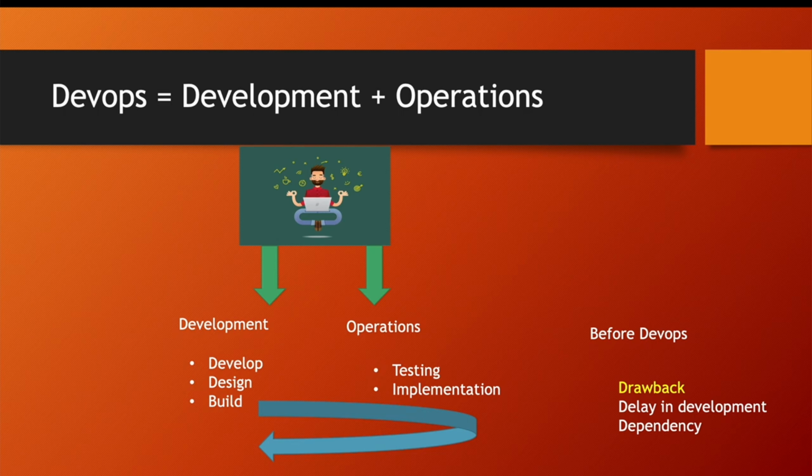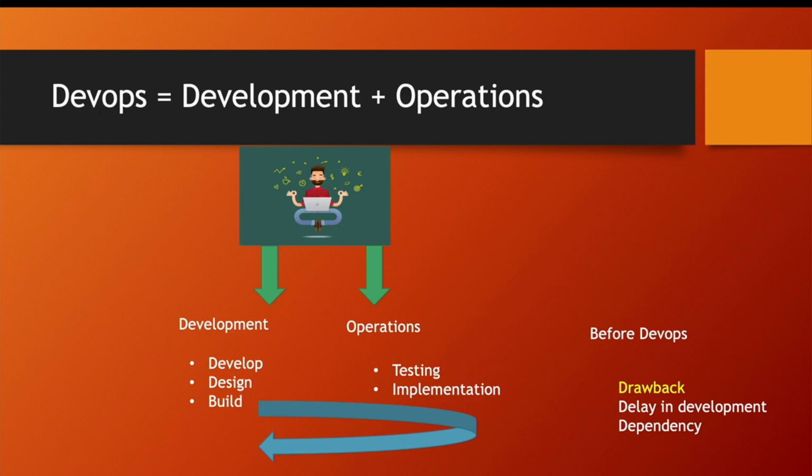Means, in short, both the development and operation teams are not able to work parallelly. They have a dependency on each other, and this in turn results in a delay in the process of software development. Okay. So what if the development and operation teams collaborate and work together?